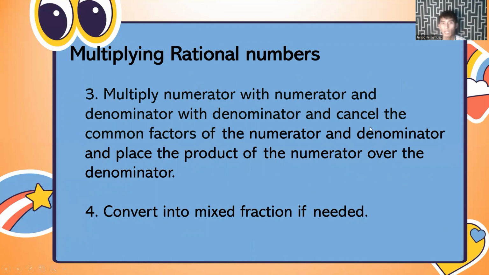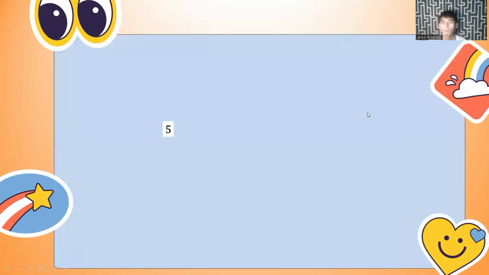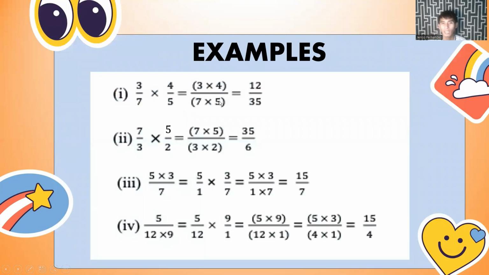Okay, so paano yon? Sa multiplication of two fractions, we have the product of their numerators and the product of their denominators. As simple as that. Ipag-multiply mo lang yung numerator kay numerator, denominator kay denominator. Pero bago nga yun, i-convert muna natin. Magiging improper fractions muna. Okay? So, ayan, nandun na yung 5. Okay, these are our given. So, we have 3/7 times 4/5. So, as simple as multiply the numerators and then multiply the denominators.